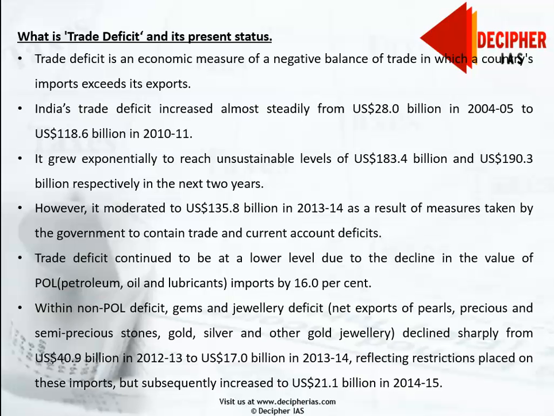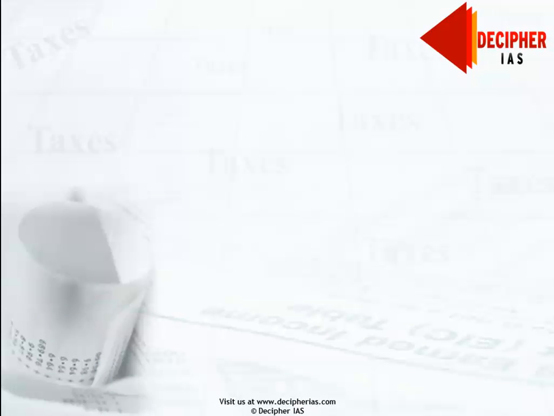We put certain measures in place, like import duty on gold and other things, so we were able to control the non-POL deficit as well. So let's talk about the trade policy. What trade policy measures did India take in recent times? As you are aware, in the wake of declining exports, the government took various measures to boost exports in its budget of 2015-16, and a new foreign trade policy was in fact introduced.